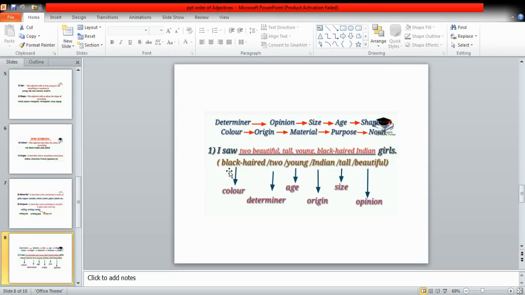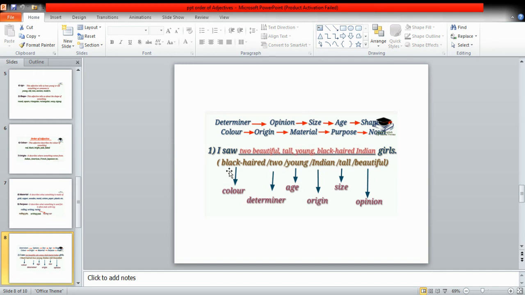So this is, again, the sequence written over here. First comes determiner, opinion, size, age, shape, color, origin, material, purpose, and finally the noun. I saw two beautiful, tall, young, black-haired Indian girls. So according to the sequence which I have told you, according to the order of adjectives, you have to put all these words in their proper order.